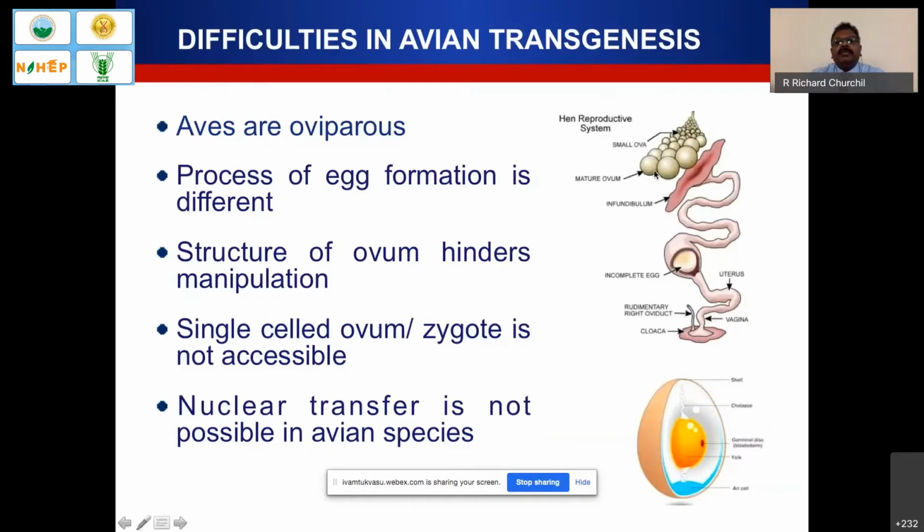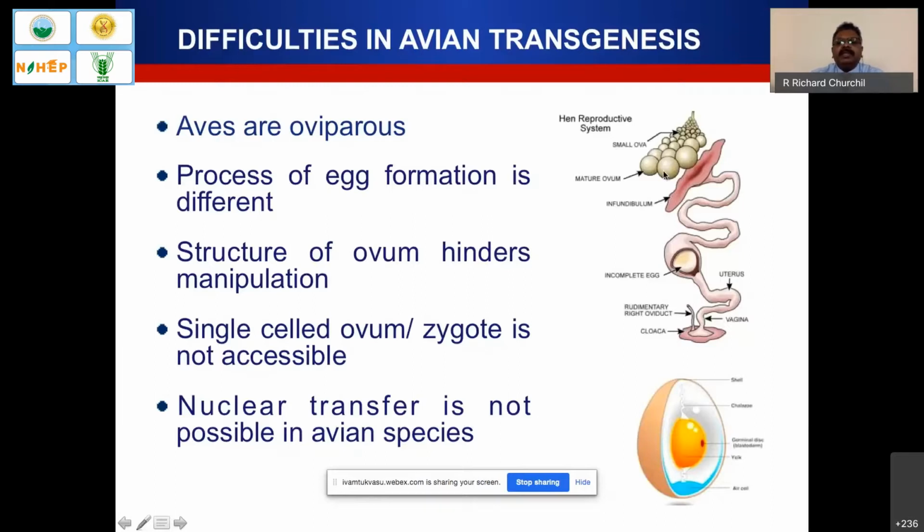The ovum is ovulated, and then it goes into the infundibulum, where fertilization takes place within half an hour. Then when the yolk passes down in the magnum, the albumin is secreted, 4 layers of albumin. In the isthmus, the shell membrane is produced, and in the uterus, the shell is produced. So there are many layers deposited on the ovum.